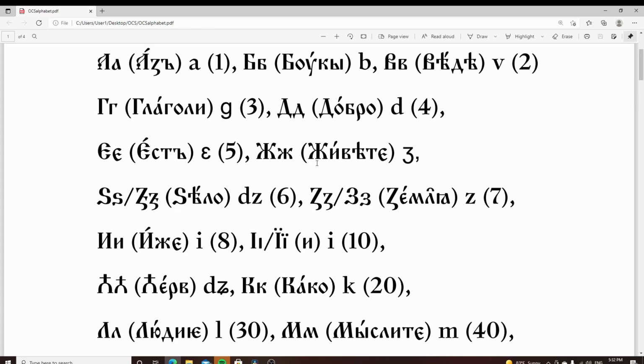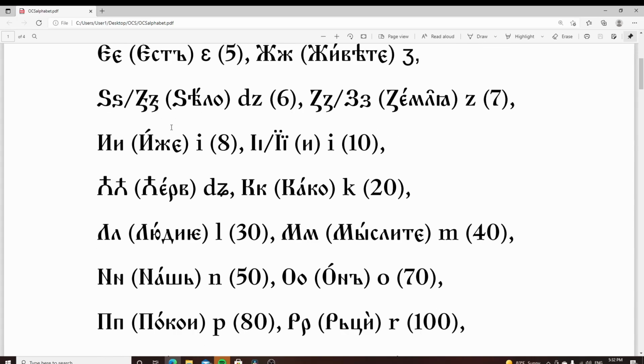This letter is called Živate, and it is represented by the sound Ž. For the next letter, we have Zalo. It can be written either this way or this way. It is represented by the sound z, and it has the number 6. Now we have zemlya, and it can be written either this way or this way, and it is represented by the number 7.